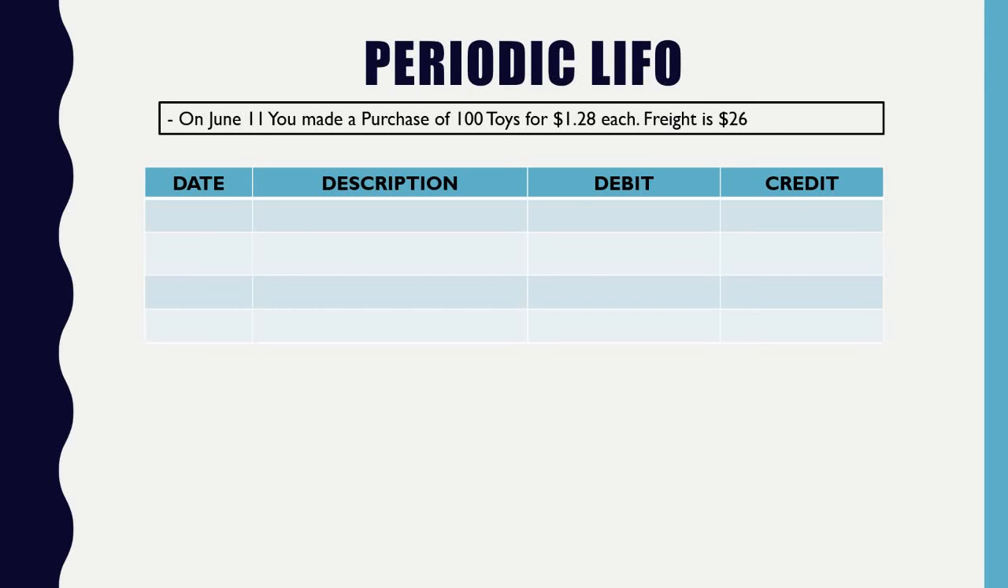All right. Here we have the second transaction. So June 11th, you made a purchase of 100 toys at $1.28 each. Freight cost is going to be $26. All right. So how do you journalize this?